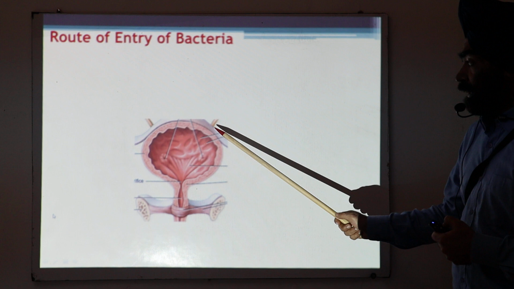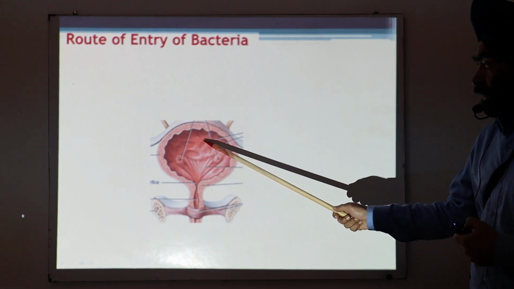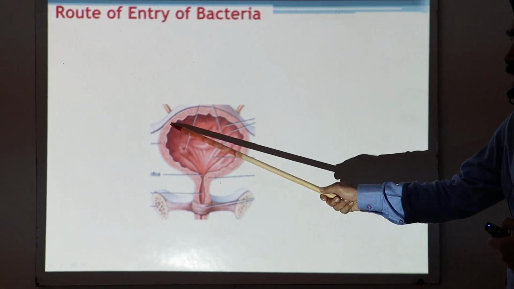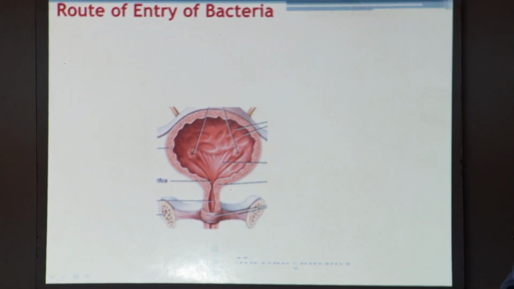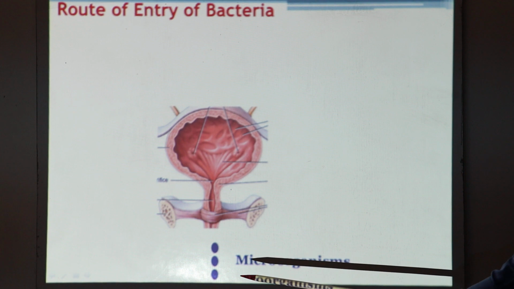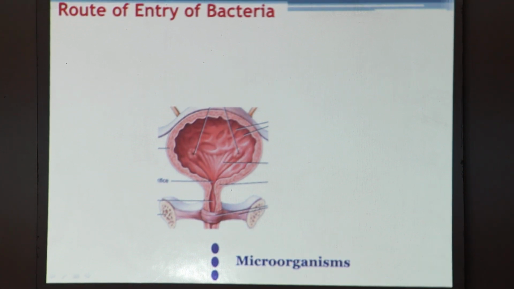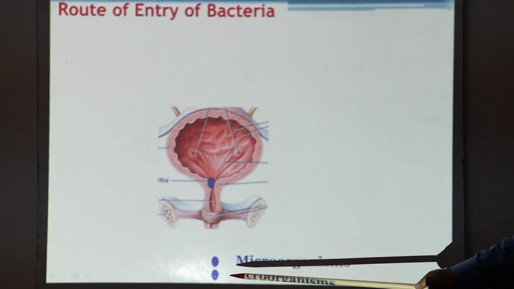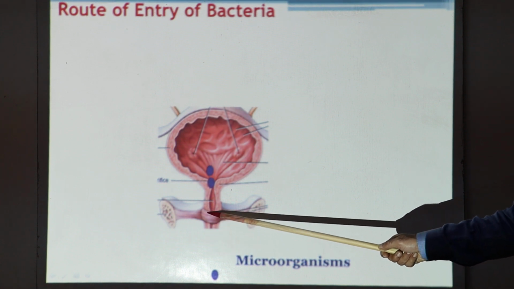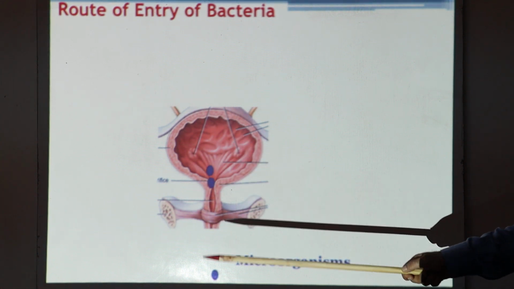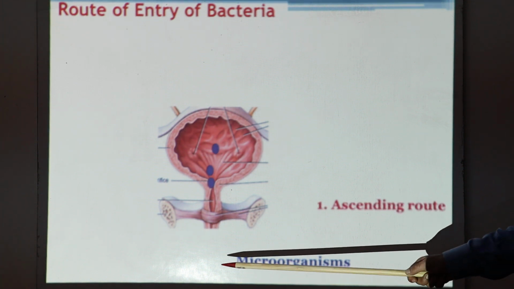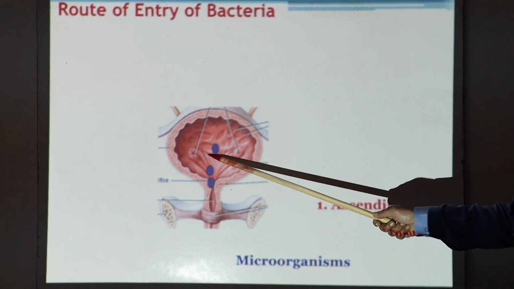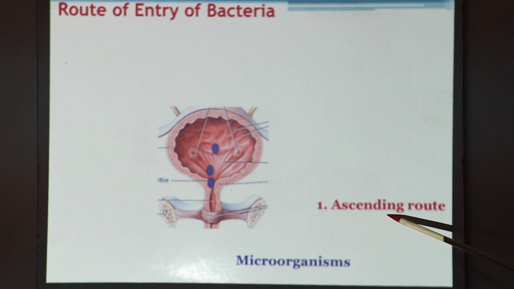So now if we take the example of this, this is the urinary bladder and this is the urethra. And if I consider these are the microorganisms, these microorganisms can enter from the urethra into this urinary bladder to cause infection. If this is the route, then we use the word ascending route.